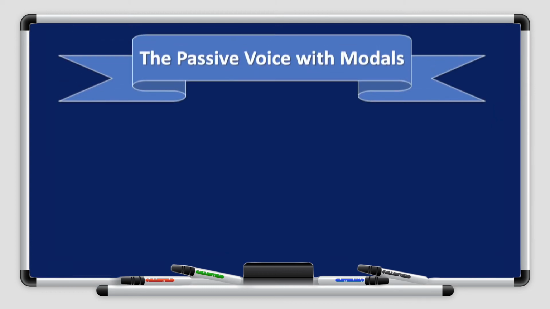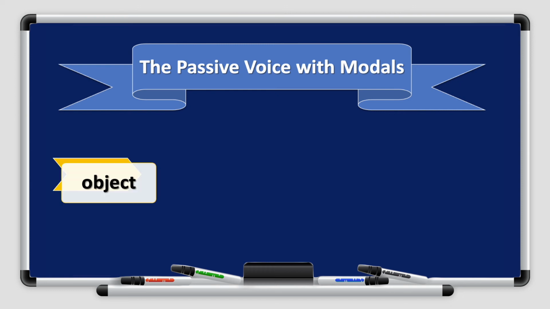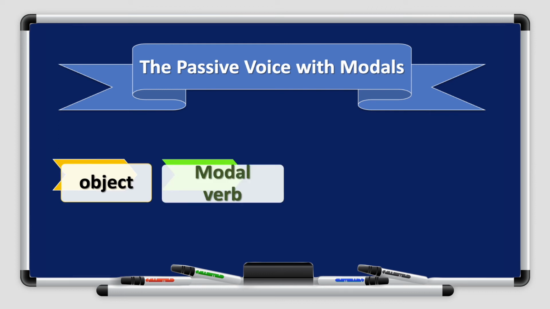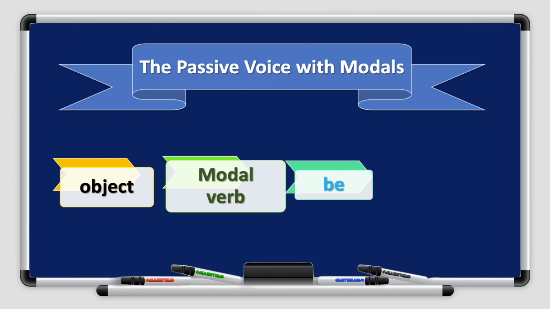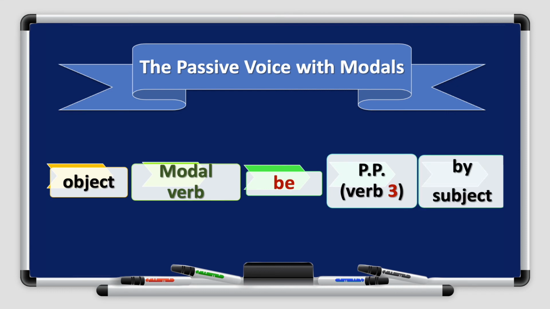Direct and clear. What if I have the passive voice? How can I form the sentence? Always start with the object. So we're going to start with the object, followed by our modal verb, and I add something here, be, followed by past participle verb 3, and finally by the subject. So we did two things. We added be and we changed the verb infinitive to past participle verb 3.